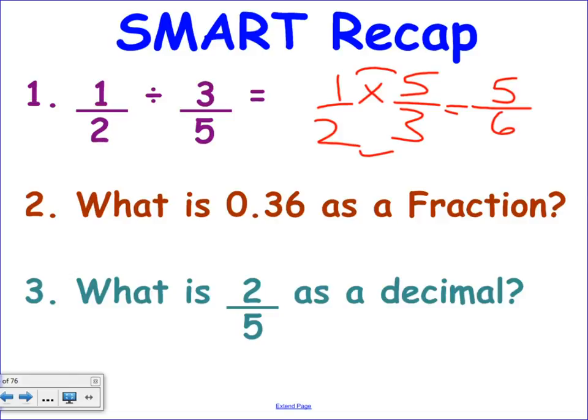If you didn't get it because you weren't here or something didn't click, don't beat yourselves up. We'll keep going over these things. Okay. The reason we do these smart recaps is because they're going to relate to the lesson. These 2 are really important.